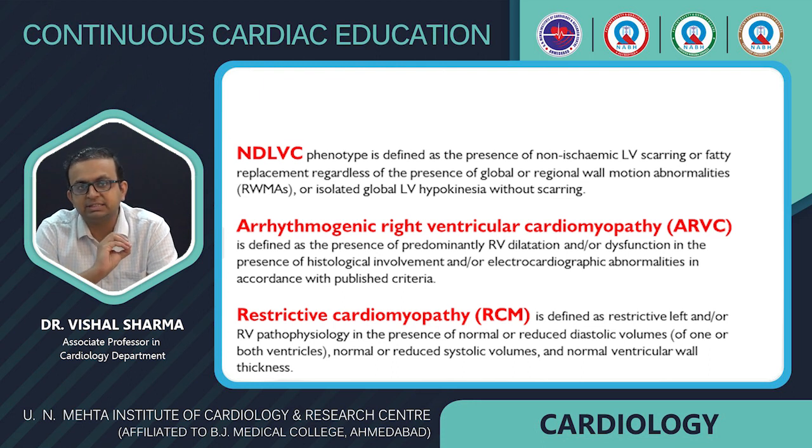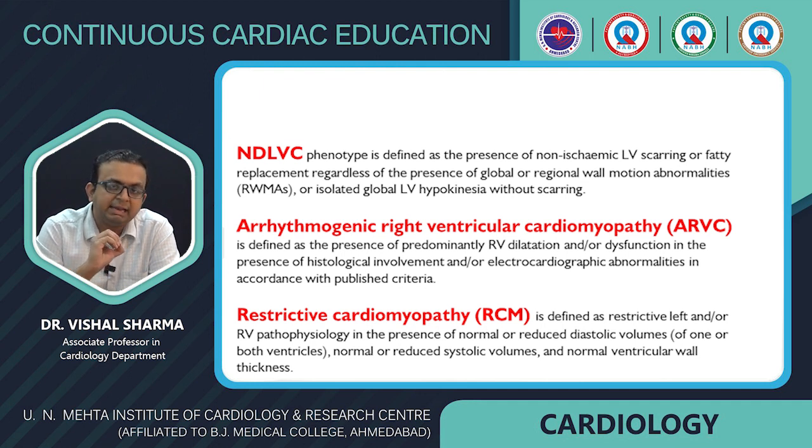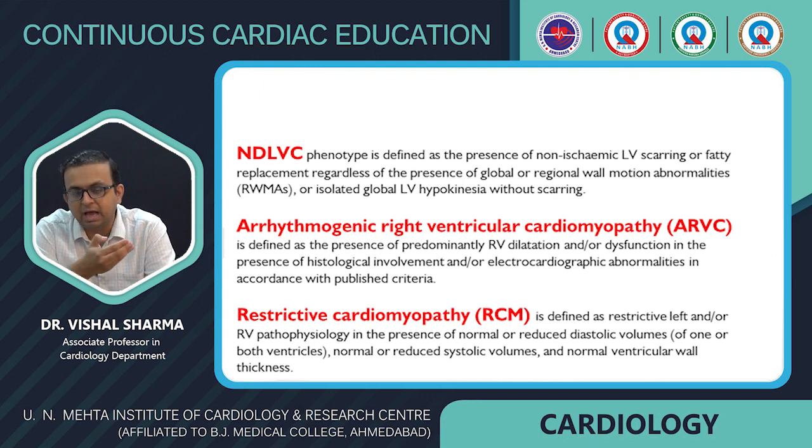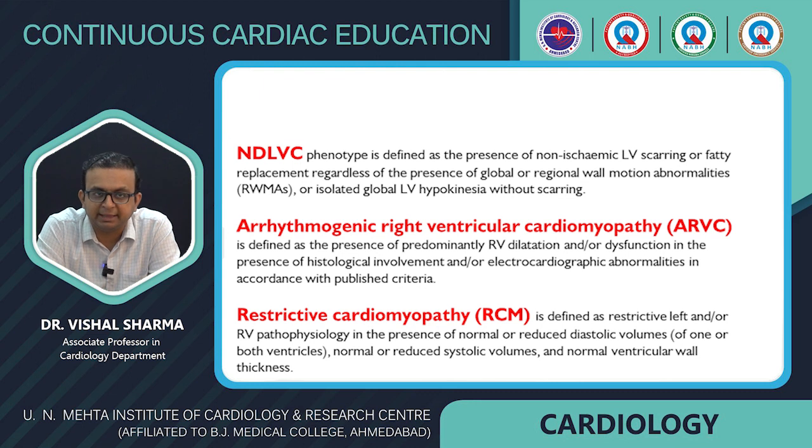Finally, what is ARVC? It's arrhythmogenic right ventricular cardiomyopathy. Nowadays, it is also known as arrhythmogenic ventricular cardiomyopathy because it might as well involve the left ventricle. Here, the RV muscle mass is replaced predominantly by fibrofatty tissue, and at the same time, there is RV dyskinesia with dilatation. And these patients are more prone to arrhythmias.